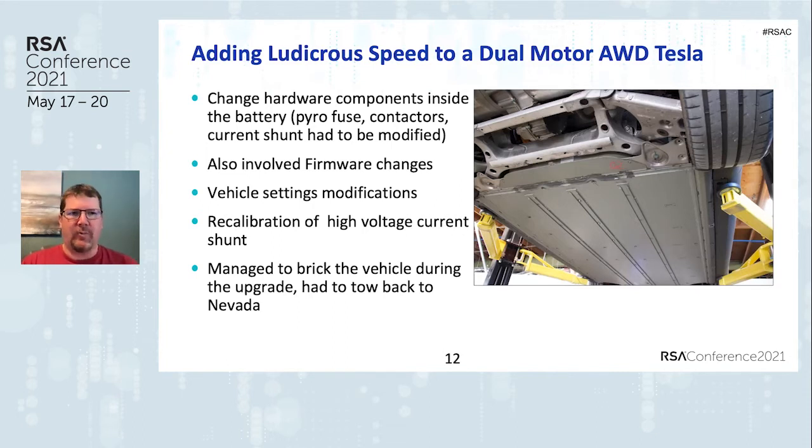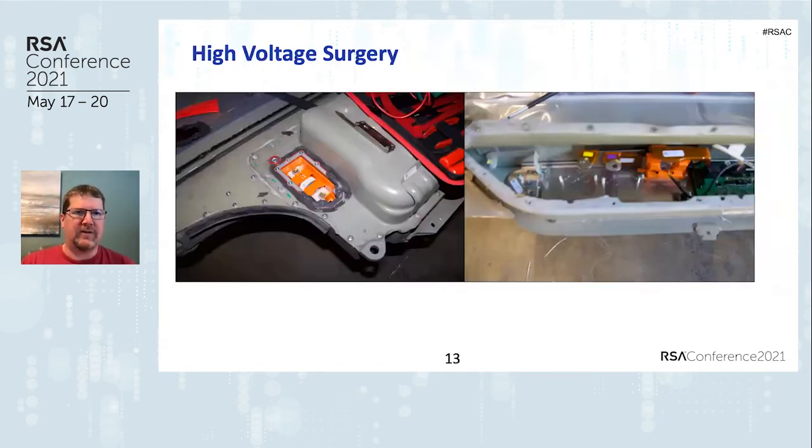But I also had to do firmware changes and settings to the vehicle, which I kind of covered in the gateway talk, and recalibrate the high current shunt. I showed the picture of that earlier. And then once I was done with the entire process, I managed to brick the vehicle. I couldn't drive it back from California. I had to tow it back. Here's a picture of the fuse on the left and the contactor bay on the right with the old contactors removed.